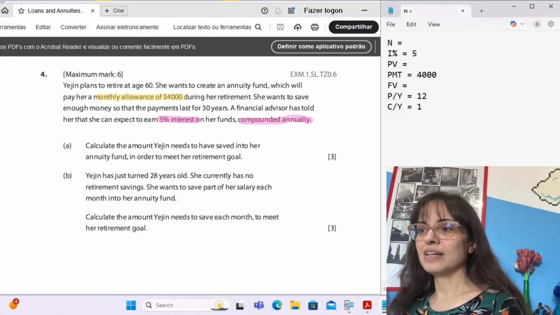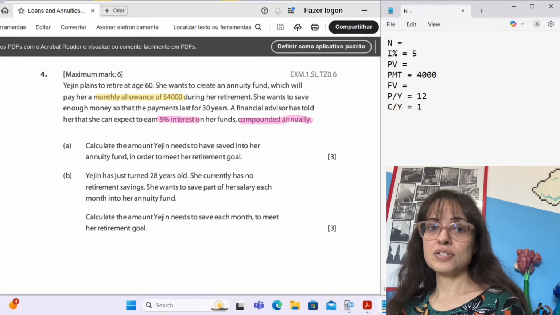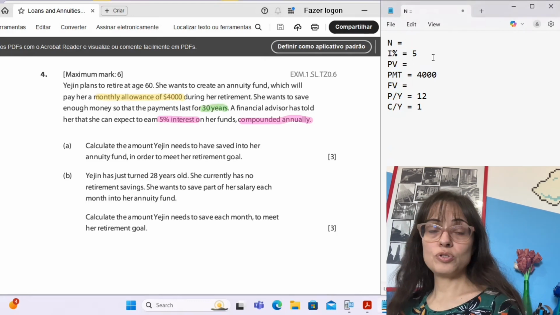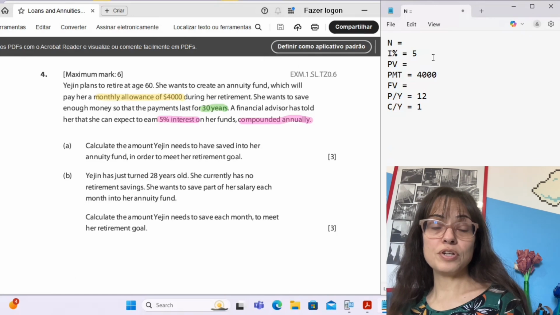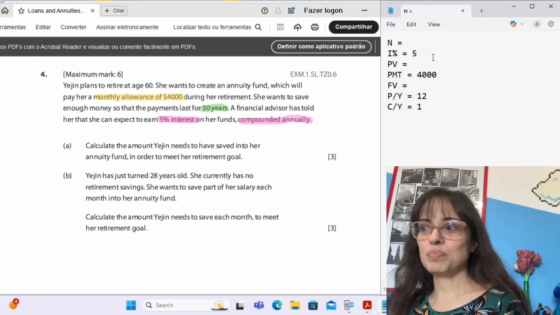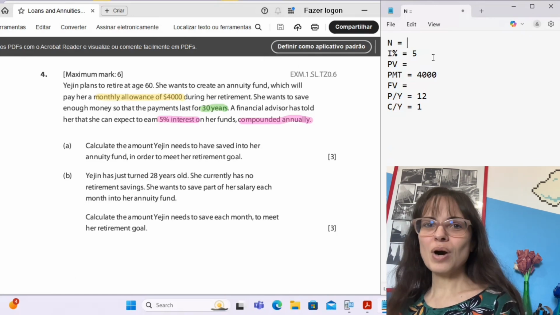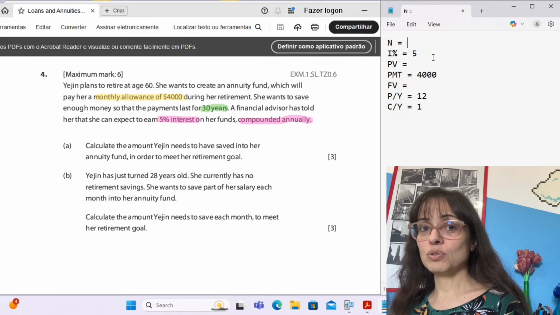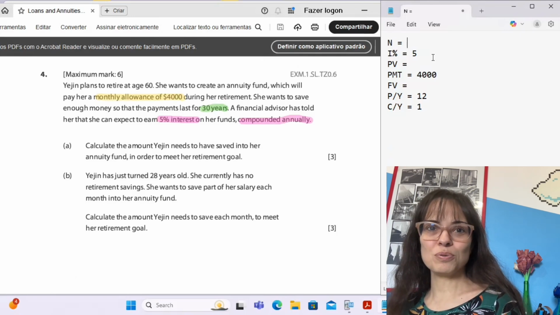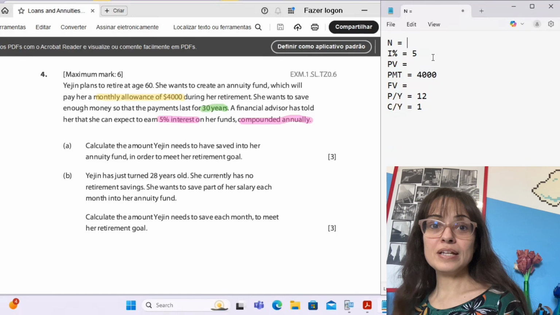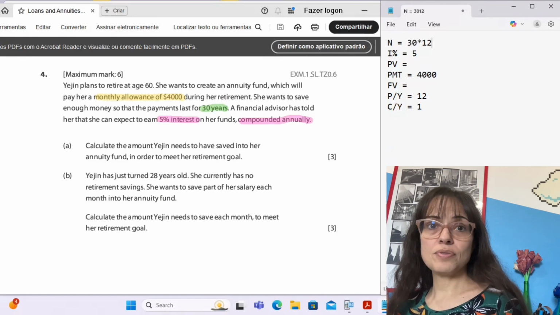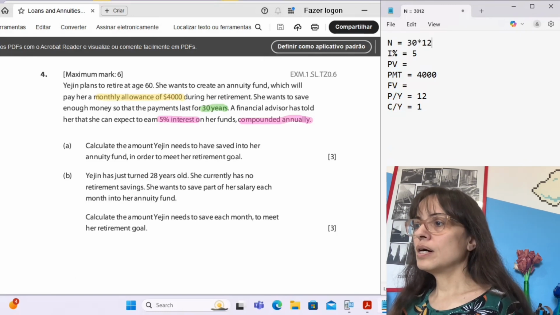Because the N is supposed to be 30 years. She wants this to last 30 years. But we know that what we put into N in the calculator is not the number of years, it's the number of years times the periods. Was it the PY or the CY that we need to multiply this by? Do you remember? I told you in the beginning of the video. It's the PY. So it's actually 30 times 12 up there.